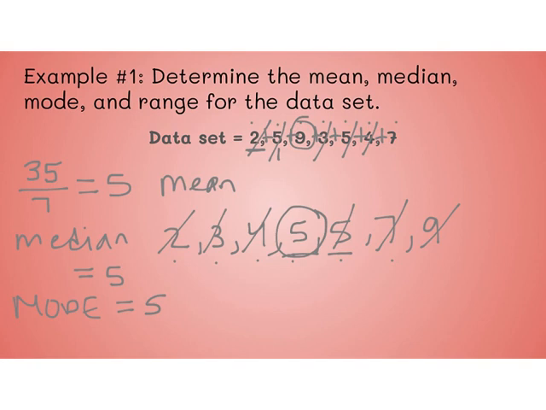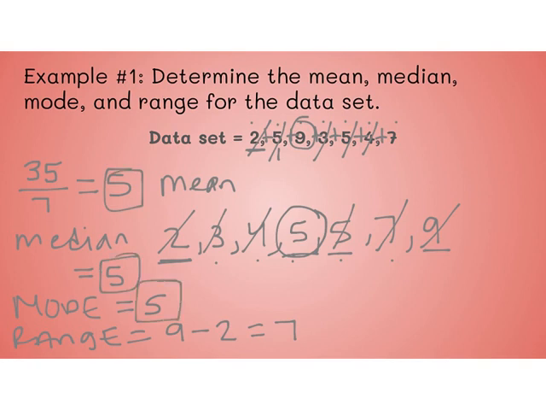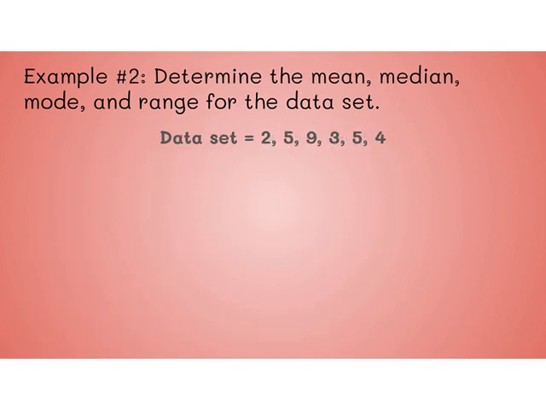What's nice about putting these numbers in from least to greatest is that we can now determine our range already, because they're already from least to greatest, meaning I'm now going to take the largest number, subtract the smallest number, and 9 minus 2 would be 7. So these are all of my answers here. We actually ended up getting 5 for mean, median, mode, and then we got 7 for our range. Let's go ahead and go on to our next example.